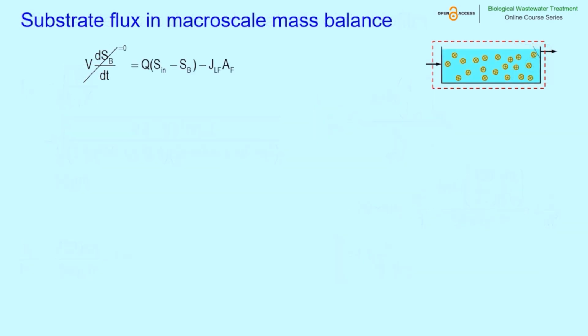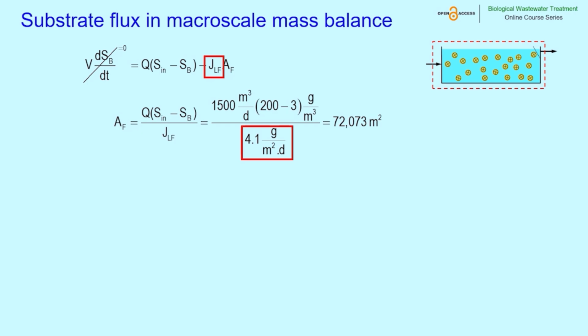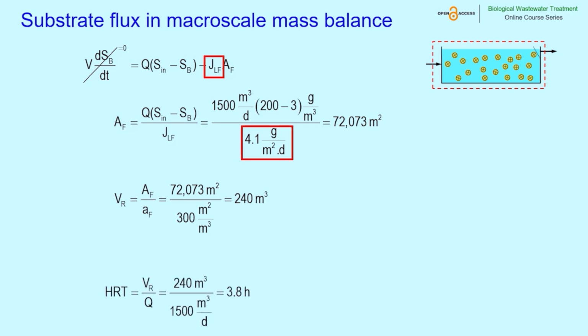We now introduce the substrate flux we've calculated from the microscale mass balance of the biofilm into the macroscale mass balance of the overall reactor. From this, we calculate the necessary biofilm surface area, capital AF, of about 72,000 square meters. Next, we calculate the necessary reactor volume by dividing the biofilm surface area by the specific biofilm surface area, and we obtain a volume of 240 cubic meters. To get a better feel for the design, we calculate the hydraulic retention time, which turns out to be 3.8 hours.